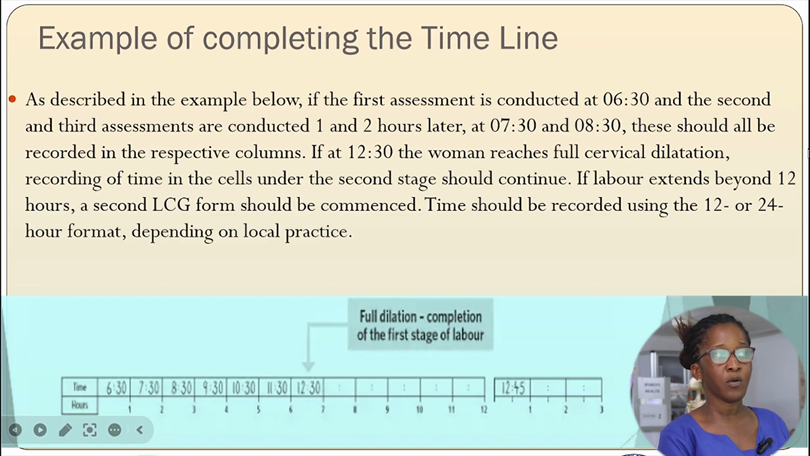This should all be recorded in the respective column, meaning you don't cluster them. Each of these columns represents an hour. So you document it every hour. So if you do 6:30 and then the next will be at 9:30, you document under 9:30, not under 7. It's an interval between our care guide.